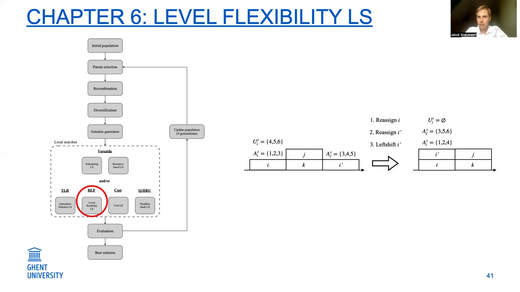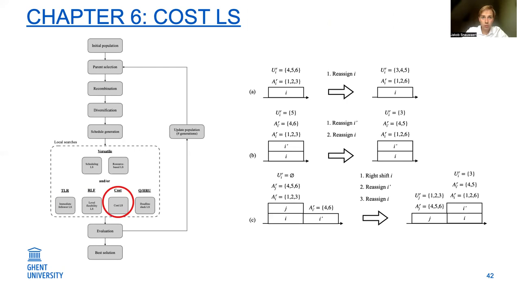The biggest difference here is that it doesn't have to be an immediate follower, and also that activity E prime can also be reassigned to be able to left shift it. For the cost local search, we try to minimize the fixed cost in the problem by trying to remove a certain resource from all assignments in the project.